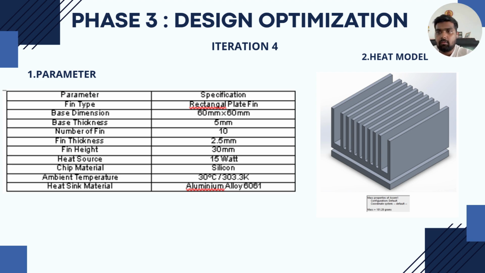For iteration 4, we went with a star-shaped design called radial plate fin. Why? Because heat can escape in every direction like a disco ball. It's 60 by 60 mm, pretty small, with 10 fins sticking up, made from aluminium 6061, lightweight and cheap, and cools things fast. We are pumping 15 watts of heat into it, same as a hot laptop chip. Air around it is 30 Celsius.